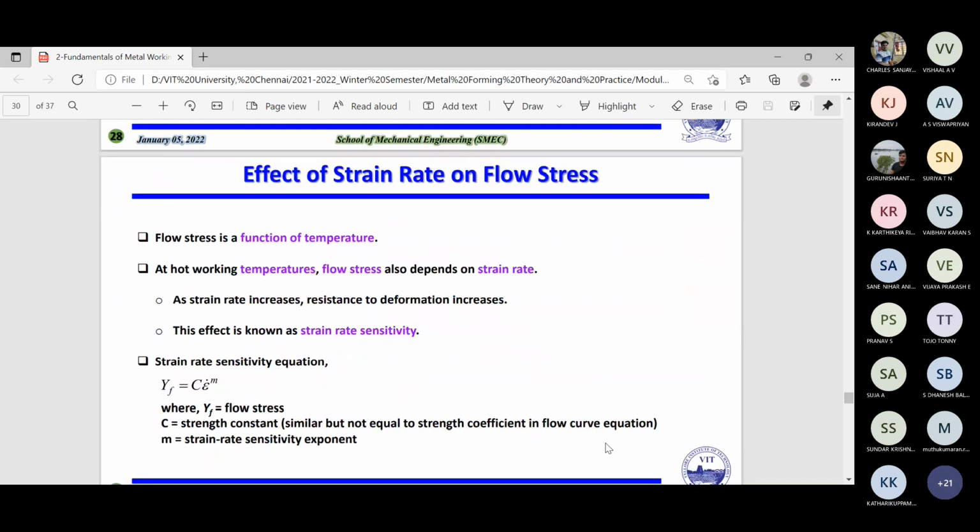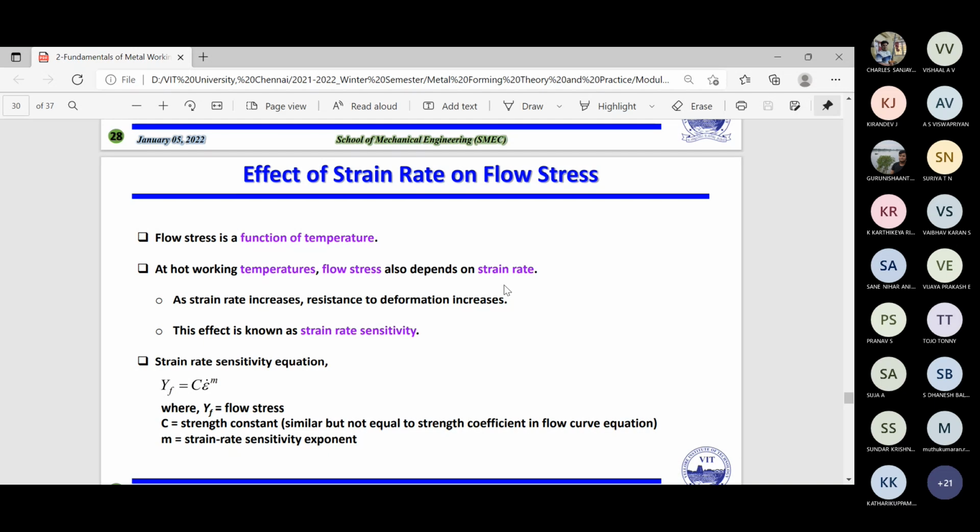So how does the strain rate affect the flow stress? What kind of parameters are you thinking about? The flow stress is a function of temperature. That's why in the beginning we talked about metal forming, and how you distinguish it with respect to temperature. At hot working temperatures, flow stress also depends on the strain rate.